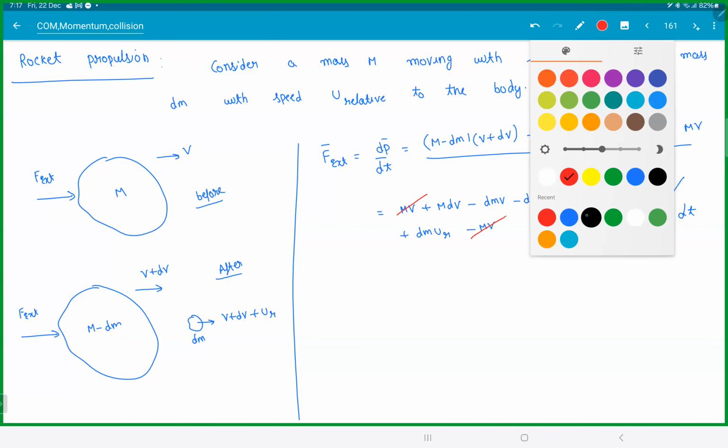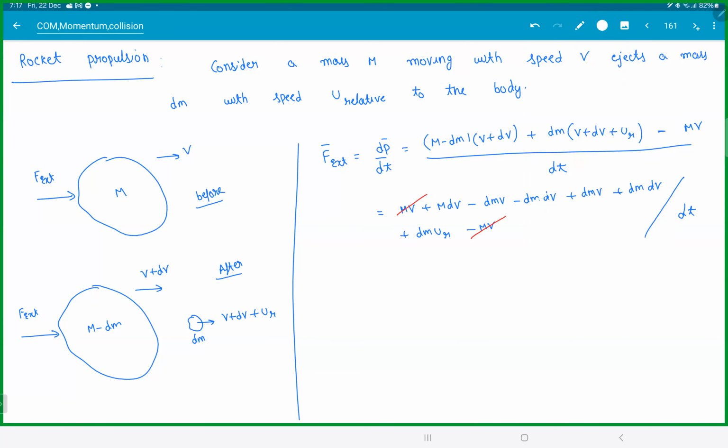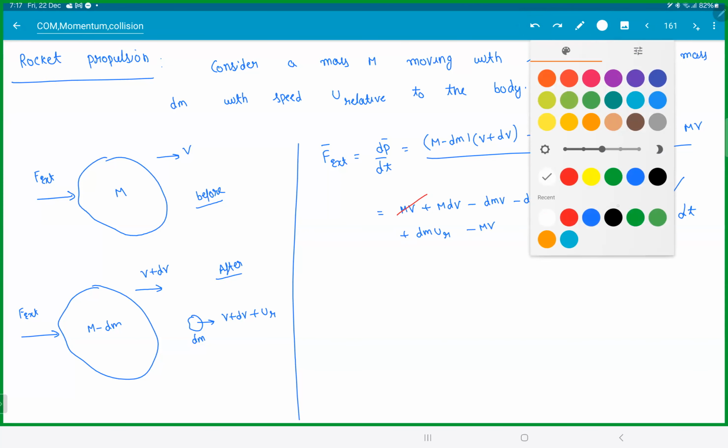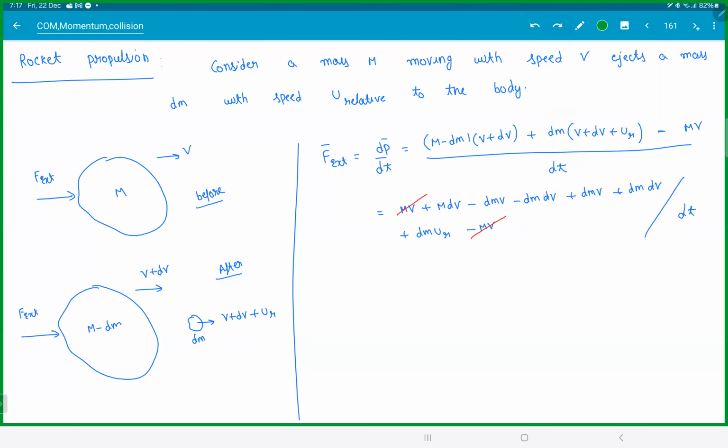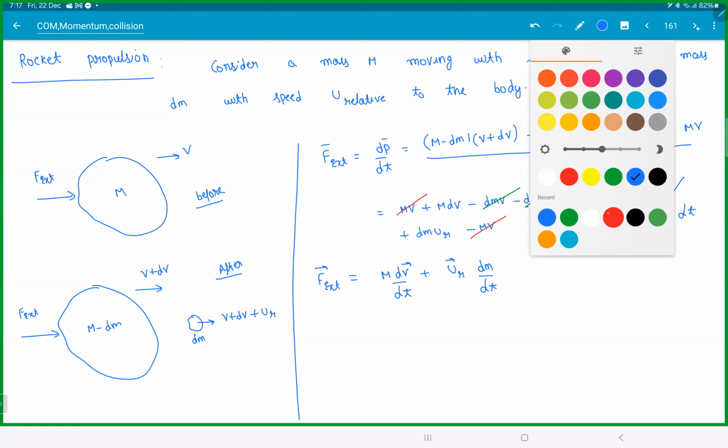mv will cancel. dm dv will cancel. dm v will cancel. You end up with, even though this thing looks like the product rule, it is quite different. I'll show you in the next thing. You end up with m dv by dt plus u r dm by dt. Even though the formula looks same, it's quite different.